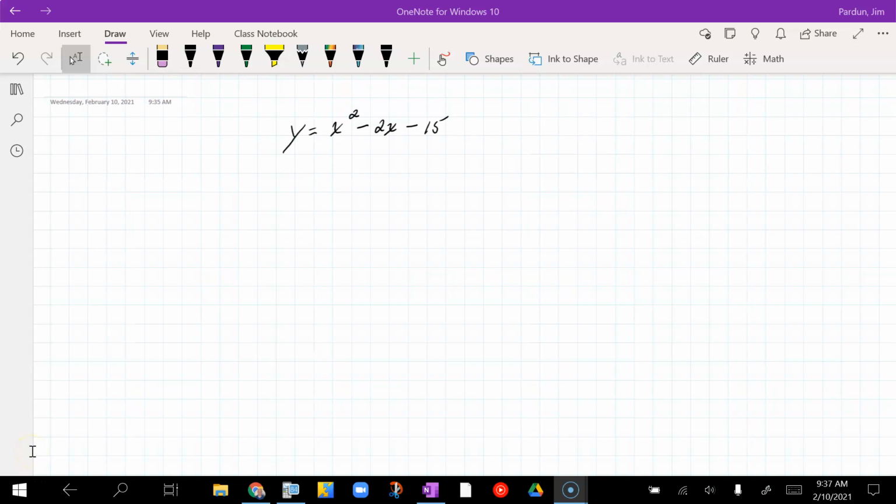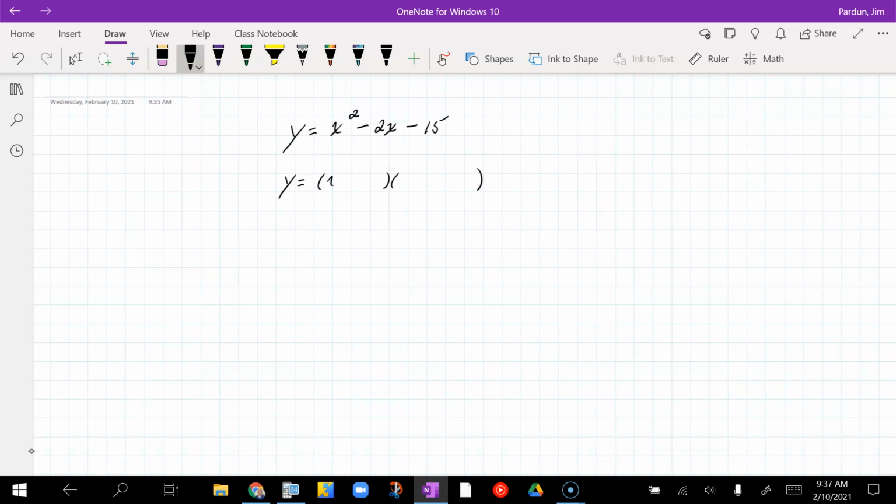Okay, so here's the new material regarding quadratics and graphing. Let's say I wanted to sketch a graph of x squared minus 2x minus 15. The problem is it's not in a format that I can figure out a horizontal shift, a vertical shift. I don't know if it's wide or narrow, but it is in standard form. So what I can do is I can factor this.